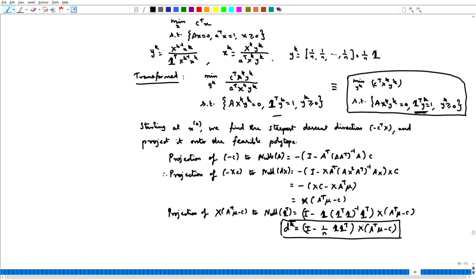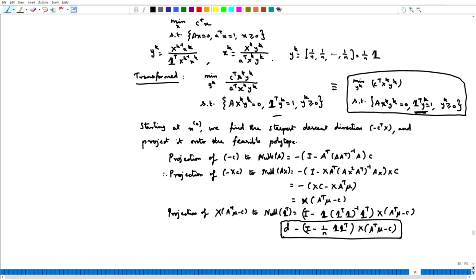I possibly had to write x_k and mu_k. Okay. So, or I will just write as d. Okay. So, if you are wondering what this is, it is actually the steepest descent direction, minus c transpose x, which has been projected onto the feasible polytope.